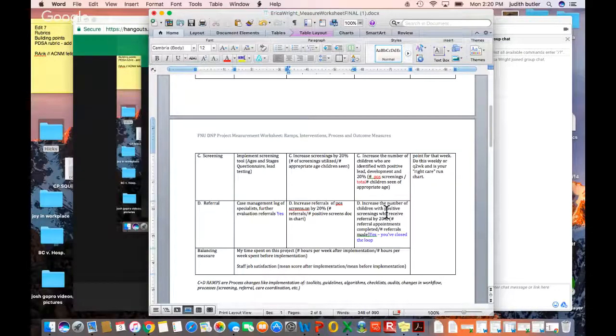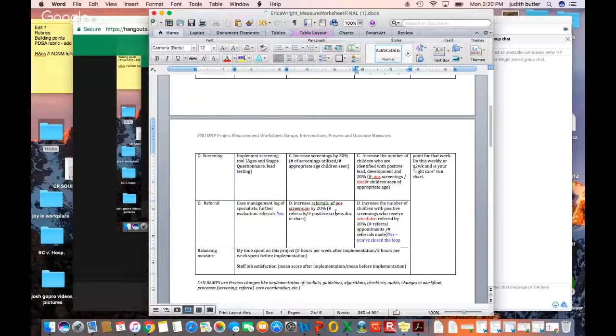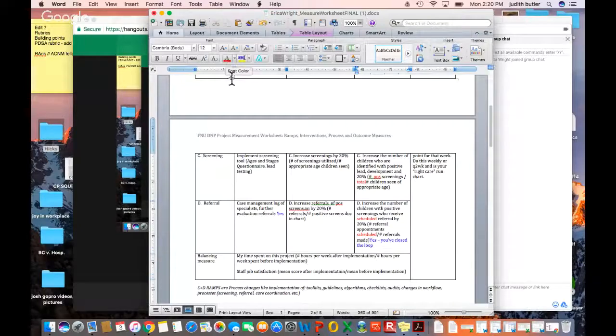Yeah. Positive screenings who receive a referral, referral appointments scheduled over the total number of referrals made. Okay? So you're closing that loop.